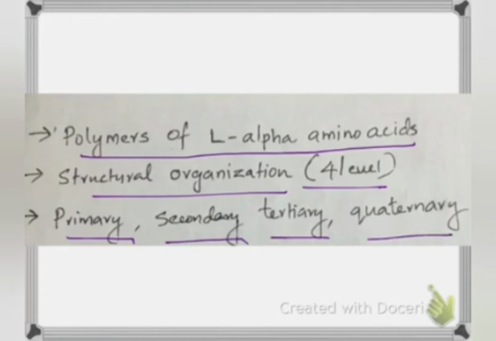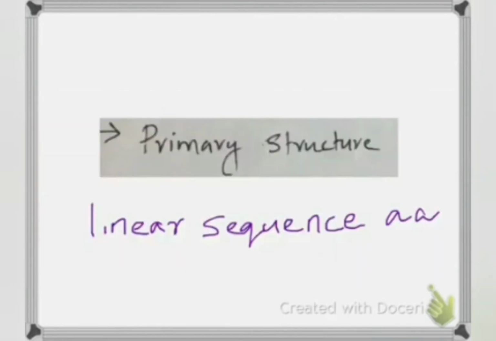So proteins are polymers of alpha amino acids and there are four levels of structural organization: primary, secondary, tertiary and quaternary. Now we want to discuss these structures in detail. The first one is the primary structure of protein. Primary structure means a linear sequence of amino acids.